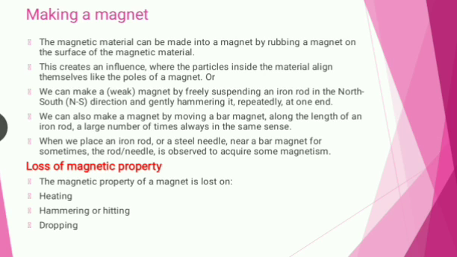When we place an iron rod or steel needle near a bar magnet for some time, the rod or needle is observed to acquire some magnetism. Loss of magnetic property: the magnetic property of a magnet is lost on heating, hammering or hitting, or dropping.